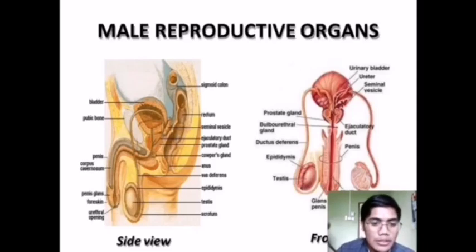Okay, this is the side view and the front view of the male reproductive system. You can see in the side view a lot of detailed organs, but in our syllabus we need to remember only a few of the organs. Next slide.